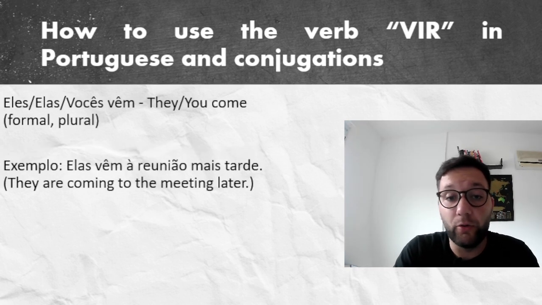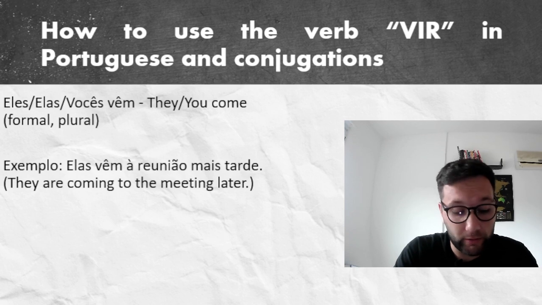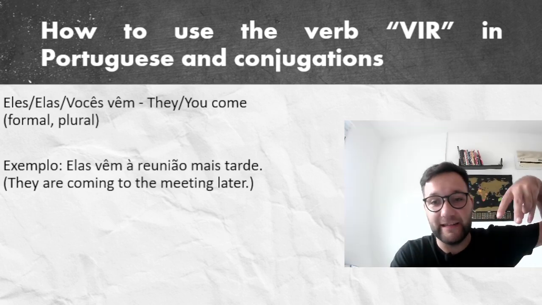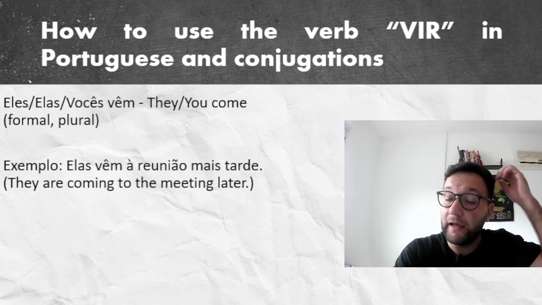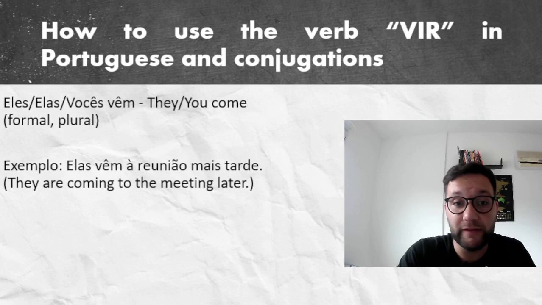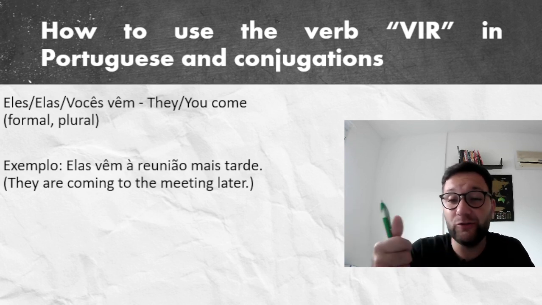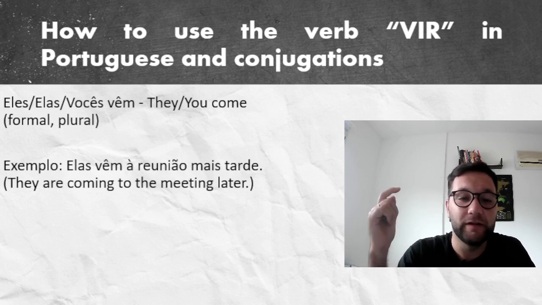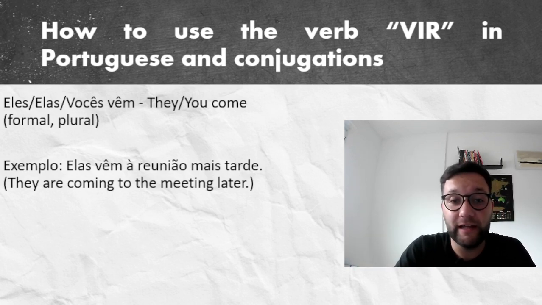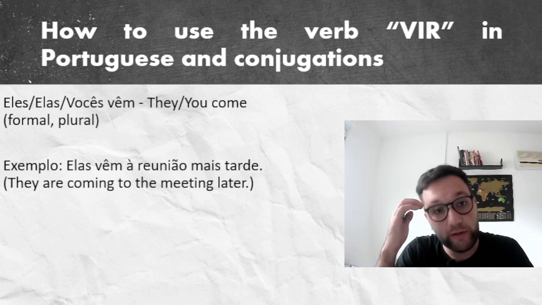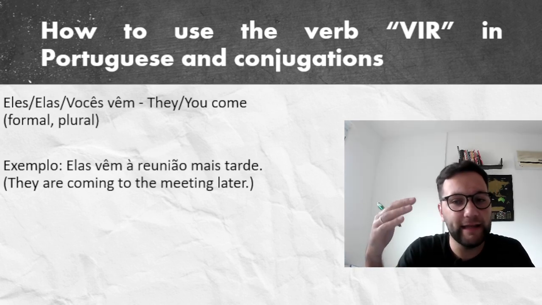Now the plural, you all or they, it's the same pronunciation. You can see there is an accent. Yes, there is an accent, but it's the same pronunciation. Okay. It also happens with the verb to have. We just use this accent to identify to the reader that it's the plural. For example, ele, singular, ele vem.